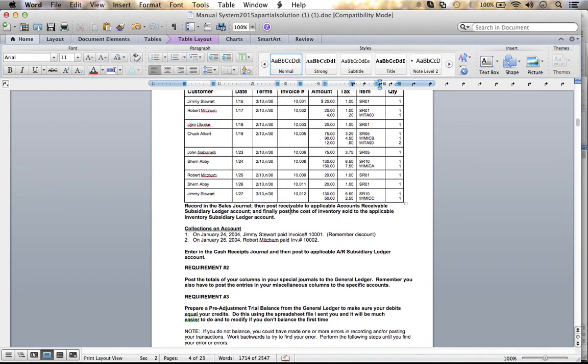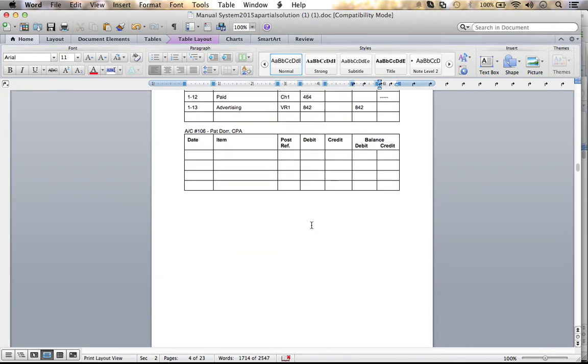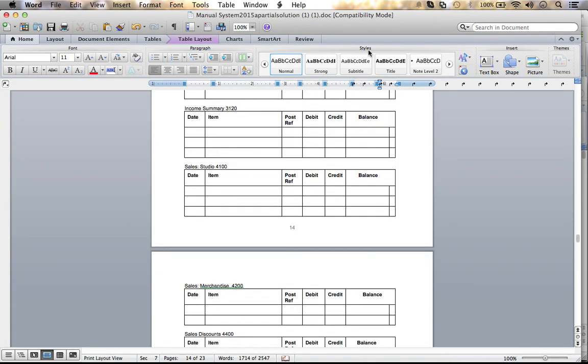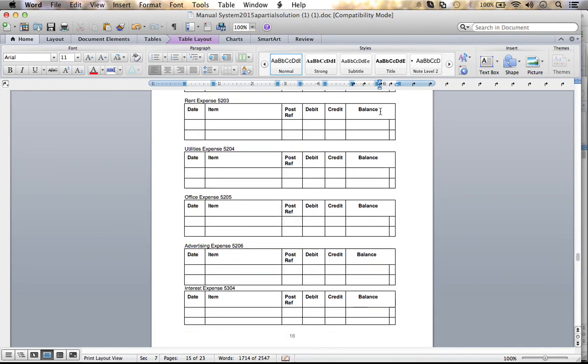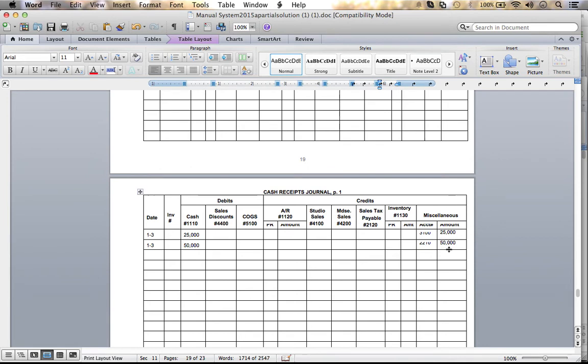After you have gotten your transactions processed, you'll need to total all of your amounts in your journals, as well as pick up those individual amounts that were in the miscellaneous column. So what I mean by that is we've got 2 here in the miscellaneous accounts. They have to be picked up. This cash account will be totaled, and that will be posted to your general ledger as a cash debit.